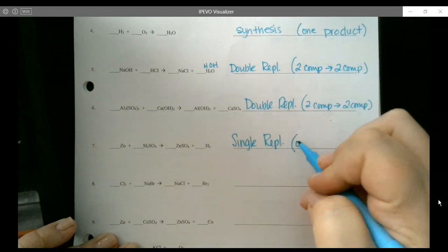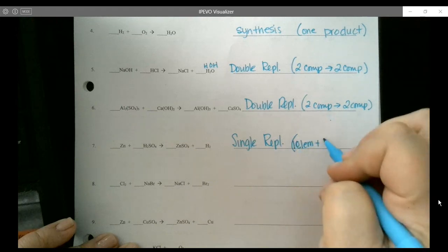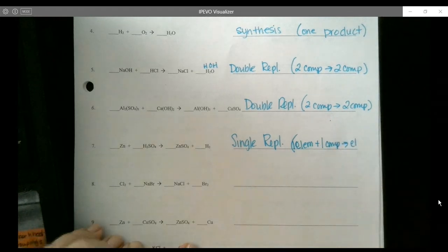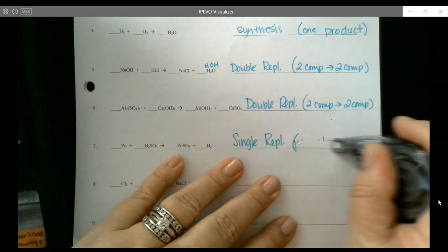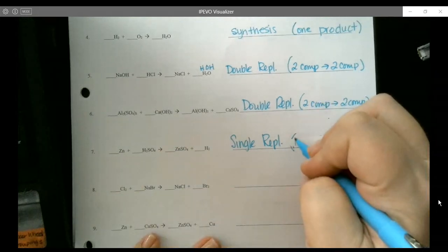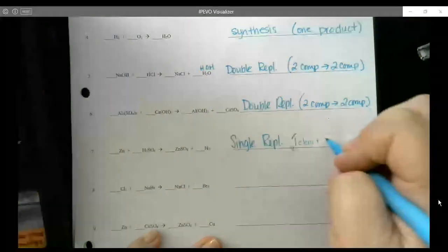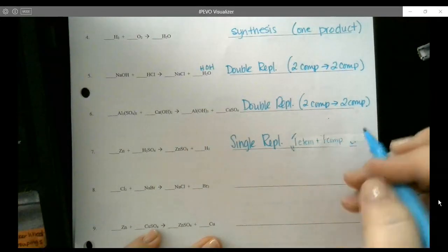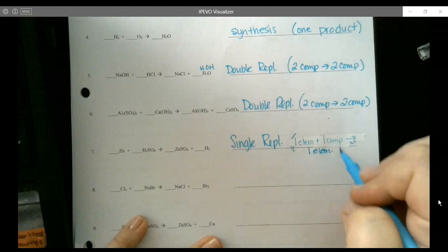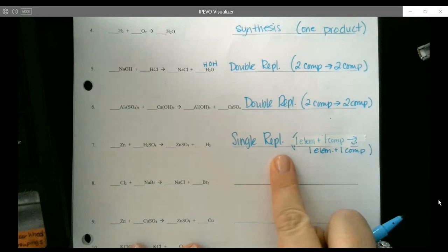because I've got one element, right, and one compound making an element. Oh, that's just ugly, isn't it? I'm going to have to erase that. Sorry, guys. I'm going to go with one element plus one compound is going to make one element and one compound. Okay, so that's a single replacement.